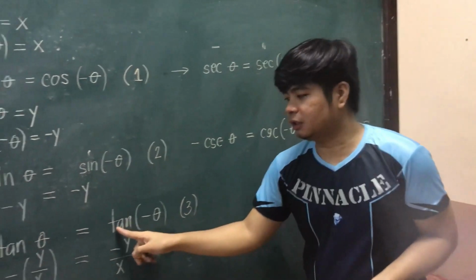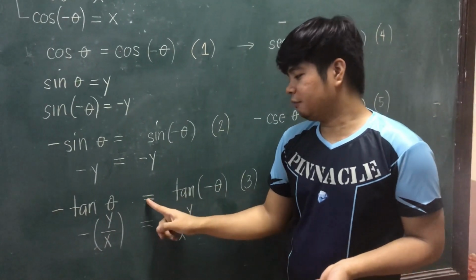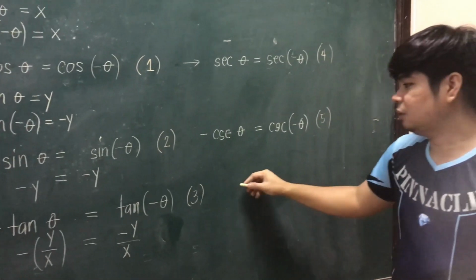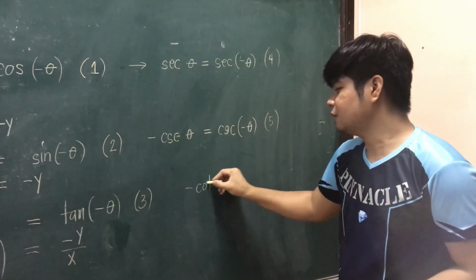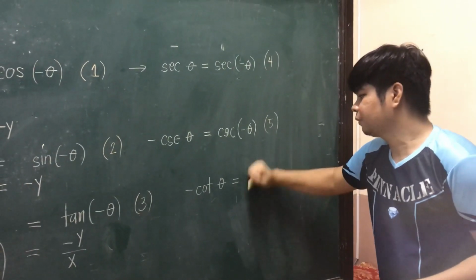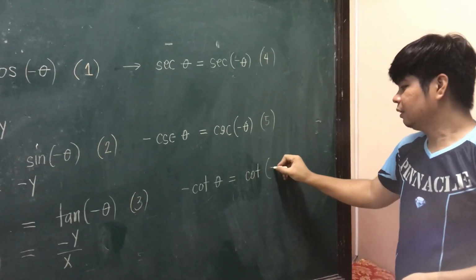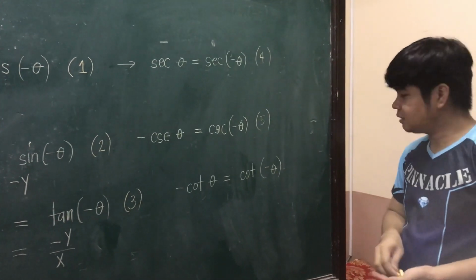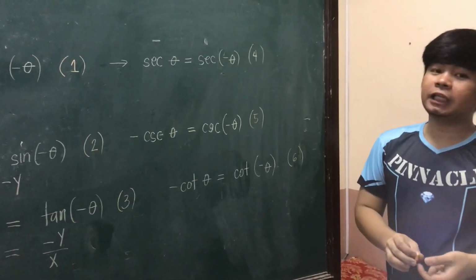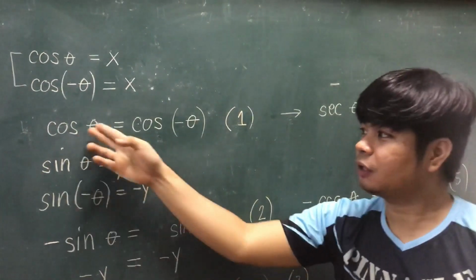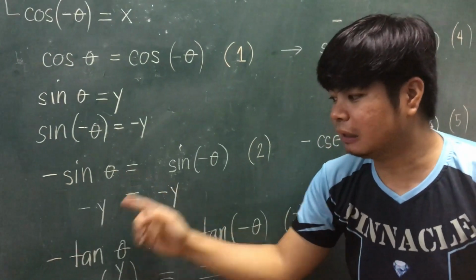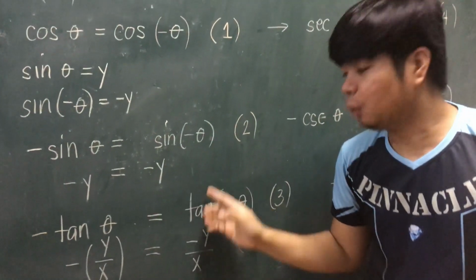Now on tangent, we know that negative tangent theta will give us equal value to tangent of negative theta. We can also say that negative of cotangent theta will give us the same value to cotangent of negative theta, and that is the sixth identity. If we try to observe, cosine theta is equal to cosine negative theta, okay? But in here we have negative of sine theta, negative of tangent theta, just to have equal values.